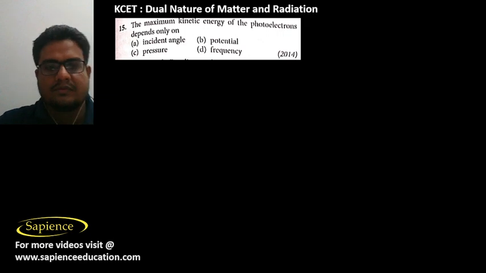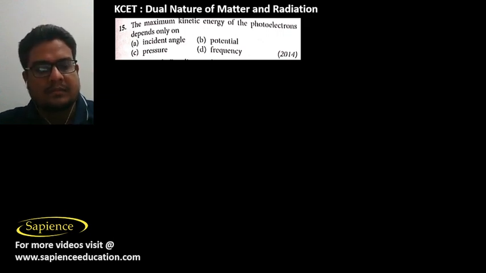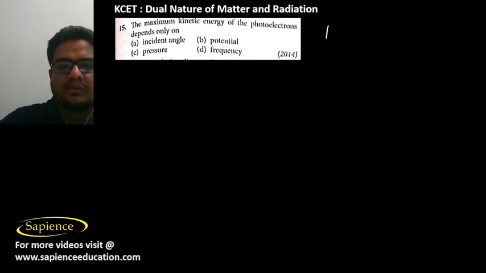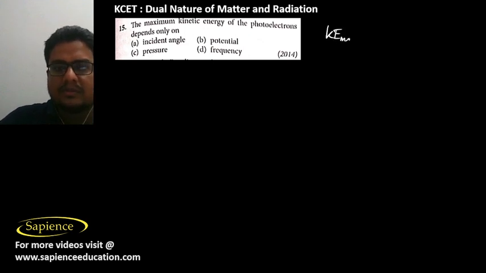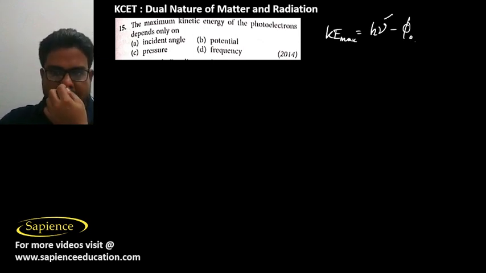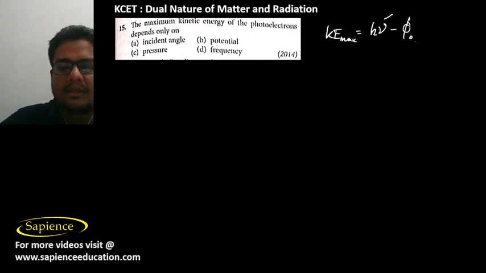Then in question number 15, it is told the maximum kinetic energy of the photoelectrons depends only on... the maximum kinetic energy of the photoelectron is equal to h nu minus the work function. So it depends only on the frequency of the incident electromagnetic wave. Option D is the correct answer.